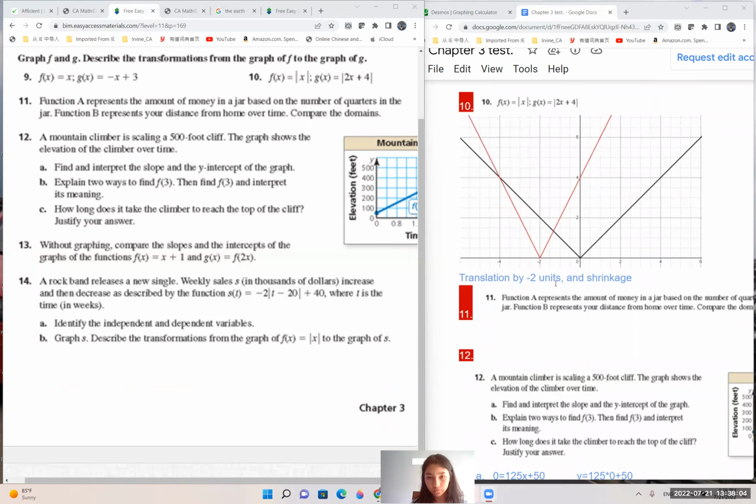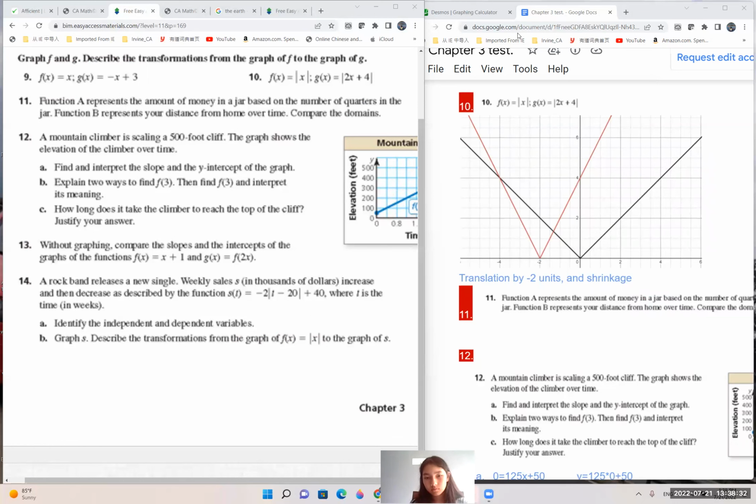Translated by 2 units. Negative 2 units, which direction? Up, down, or left, right? Left. Yeah, per what you draw. Again, remember I mentioned it.